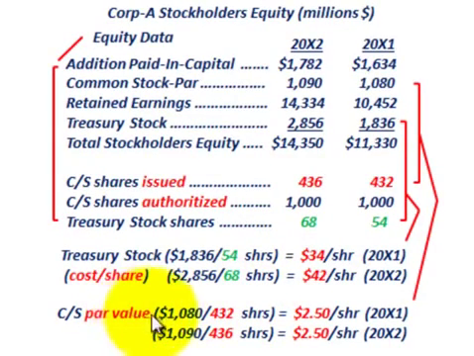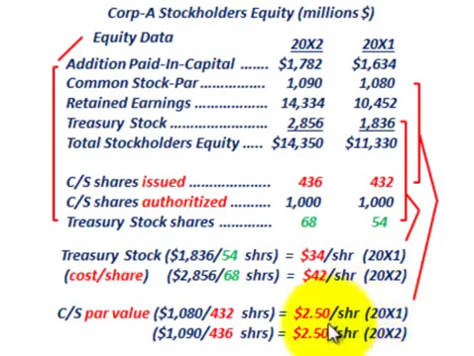Now when we're dealing with the common stock, we work with the par value of the common stock in this case here, and to determine the par value, we do the same thing as we did with the treasury stock. Just take your total common stock par amount for 20x1, $1,080,000, divided by the common stock shares issued. Just remember, you have to work with the shares that are issued, not shares outstanding or authorized. So you take that total common stock par amount divided by the number of shares issued, and you're going to come up with $2.50 per share for 20x1.